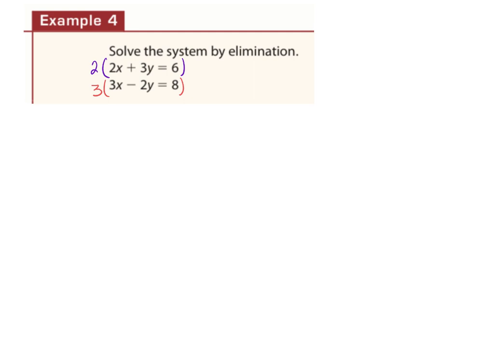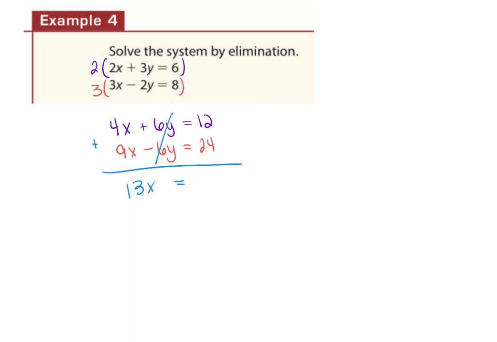And so I'm going to multiply every piece of it by 2. So 2 times 2x, 2 times 3y, and 2 times 6. And I'm going to do the same thing with the bottom equation. 3 times 3x, 3 times 2y, and 3 times 8. All right? And now that I've done that, I'm ready to just add, because now I have a variable that will eliminate. All right, so 4 and 9 give us 13x equals, this is going to cancel, 12 and 24 is 36.